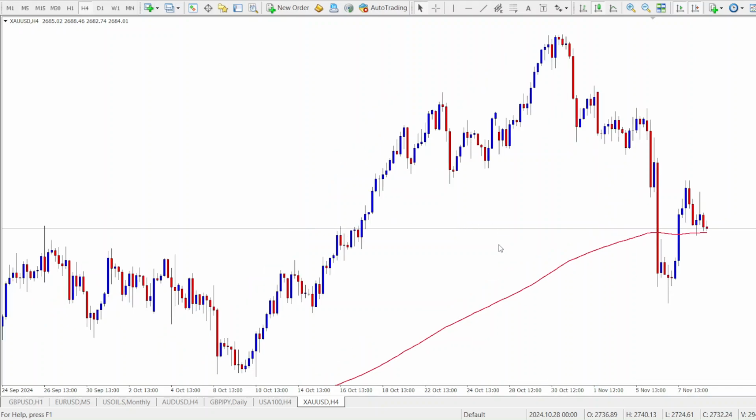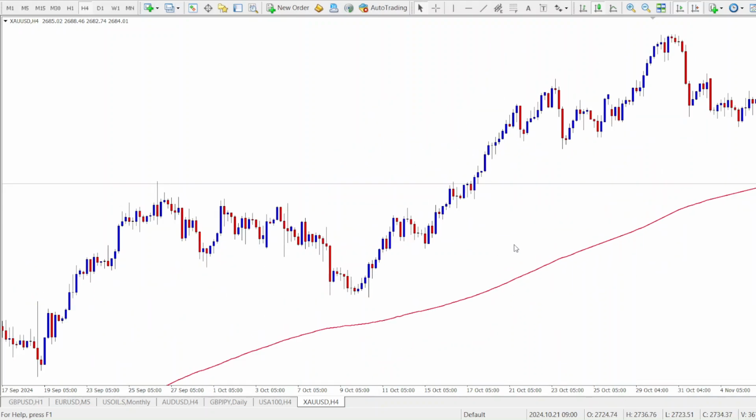So the 200 EMA provides a clear framework. If the price is above the 200 EMA, you might want to look for buy opportunities. If the price is below the 200 EMA, you might want to look for sell opportunities. Okay. Now that we have covered the 200 EMA, let's move on to the stochastic oscillator.